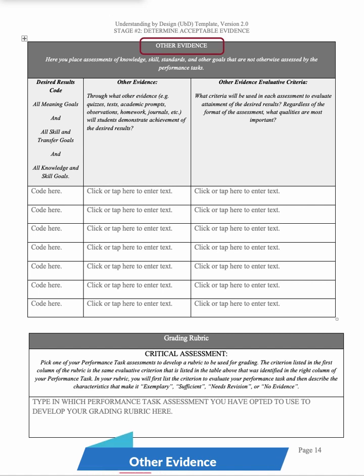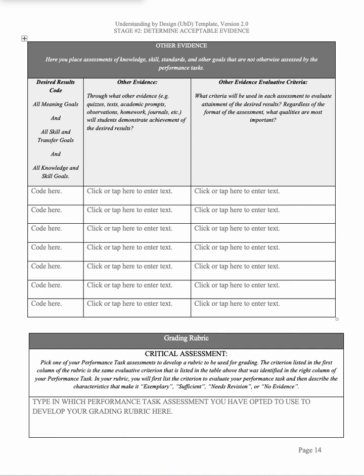This section is where you will identify assessments of knowledge, skill, standards, and other goals that won't be specifically considered in the performance tasks you developed. On the far left of the other evidence section, you will enter the desired results codes for all of the meaning, transfer, knowledge, and skill goals that the other evidence assessments will cover. Next, you will enter the other evidence delivery method.